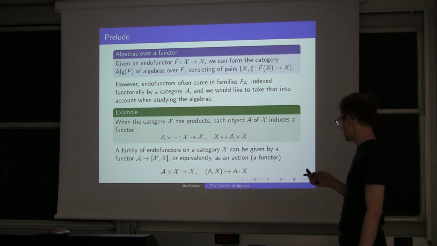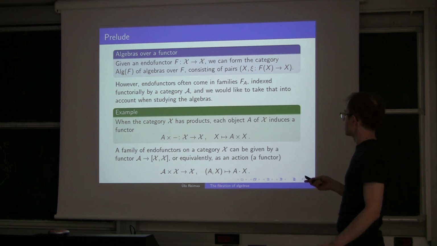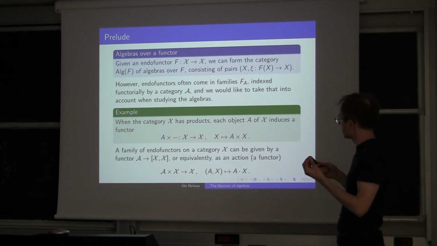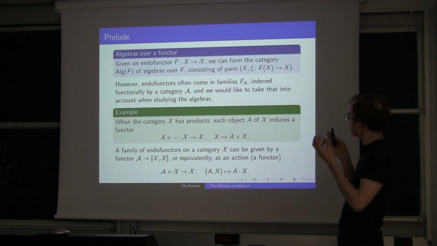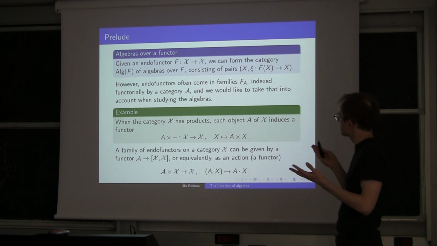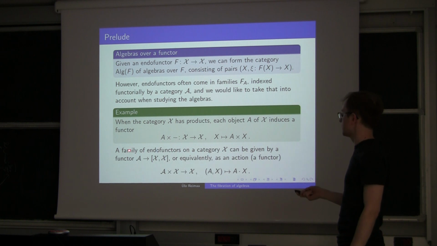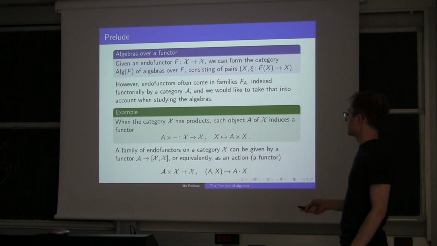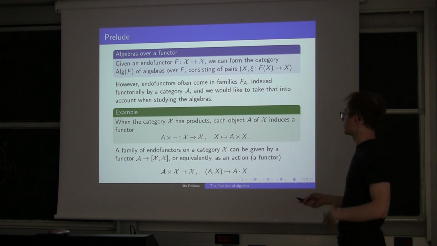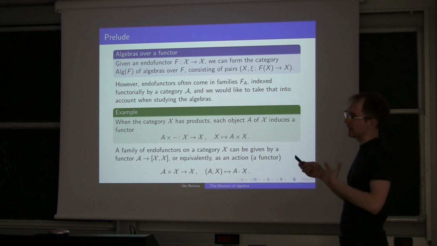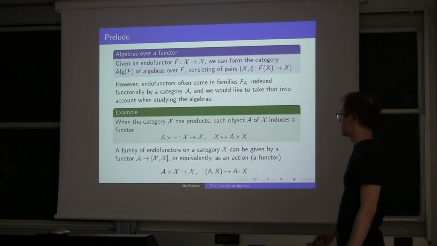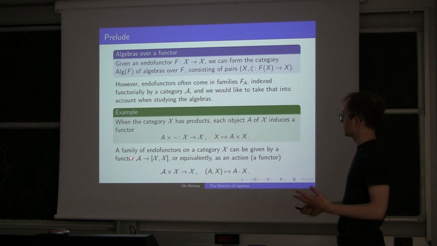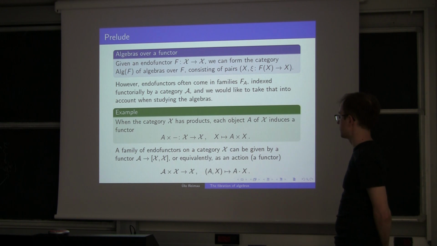This dependence can be encoded like this: if our endofunctors depend on some parameter, and this parameter is an object of some category, then we would like this to be a functorial dependence. So we will consider families of endofunctors, which are given by a functor from some category into the category of endofunctors on the category on which our endofunctors are defined.